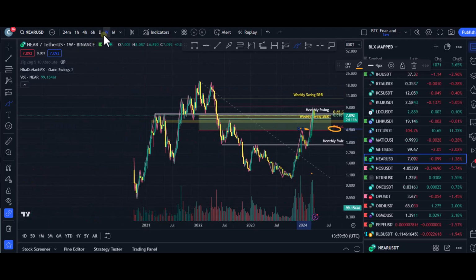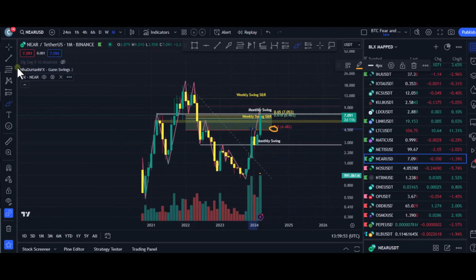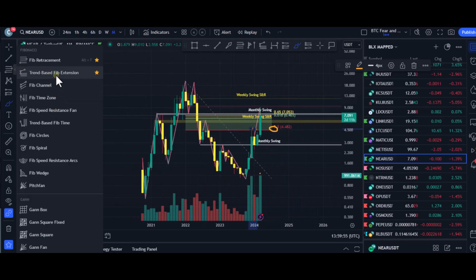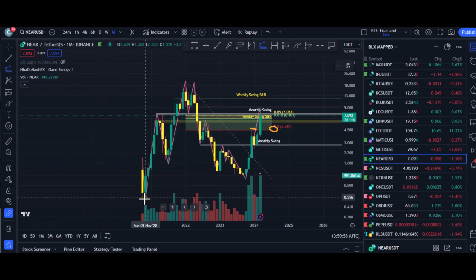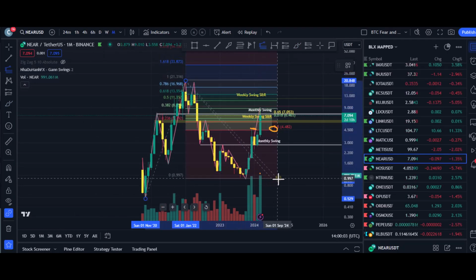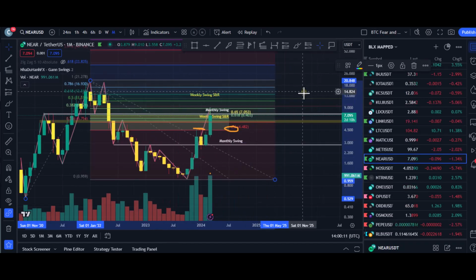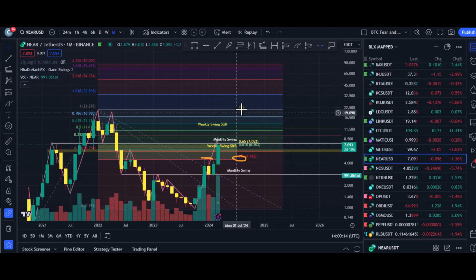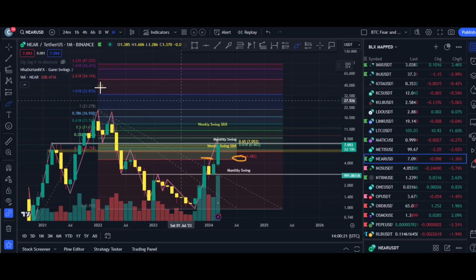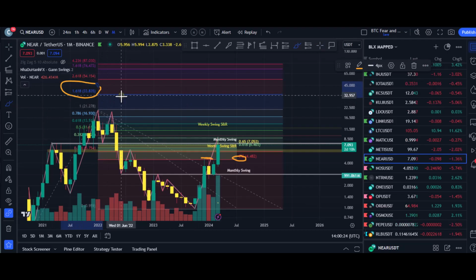So let's go to the monthly. Let's grab our trend-based fib extension. Let's grab the all-time low to the all-time high, and then the swing, the higher low down here, and let's have a look, because at least we can track it. I like to track up to at least the 1.618, and that's up here at $33. Near could easily reach $33. That is a good place to take profits or start layering out. And the 2.618 is at $54.